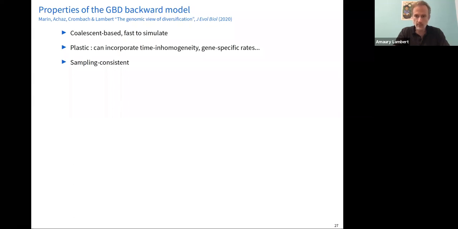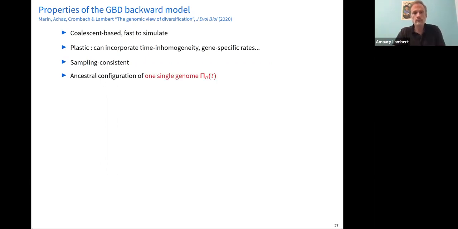It is sampling consistent, which is, as I repeated many times, a desirable property if you want to model the ancestry of a sample of genomes with n genes. You want that to be consistent in n. And now if you look at the ancestral configuration of one single genome, remember that we call that pi sub n of t.